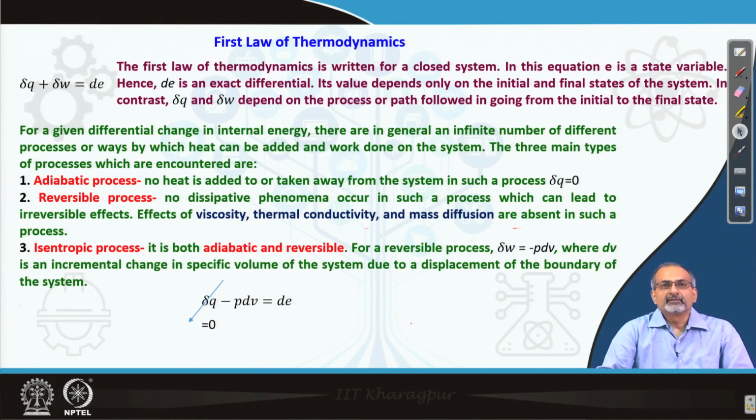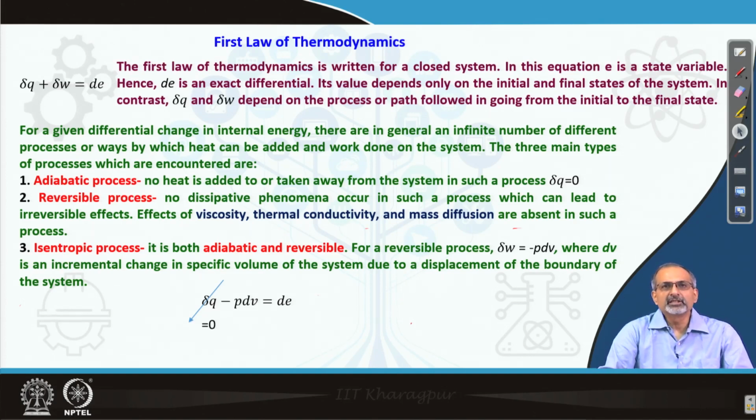As you may recall, the first law of thermodynamics is written for a closed system as δQ + δW = dE. In this equation, E is a state variable, hence dE is an exact differential. So small e is essentially the internal energy, the specific internal energy that we have been talking about. Its value depends only on the initial and final states of the system, and in contrast, δQ and δW depend on the process or path followed in going from the initial to the final state of a thermodynamic process.